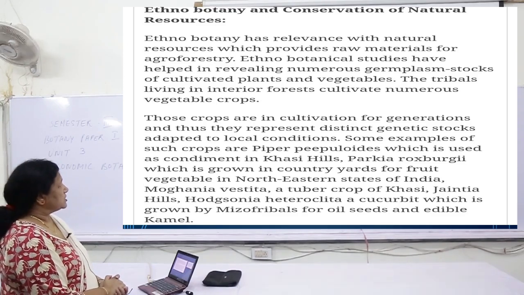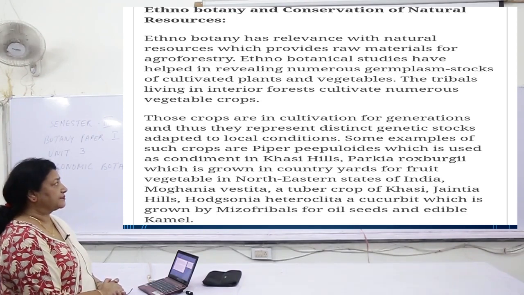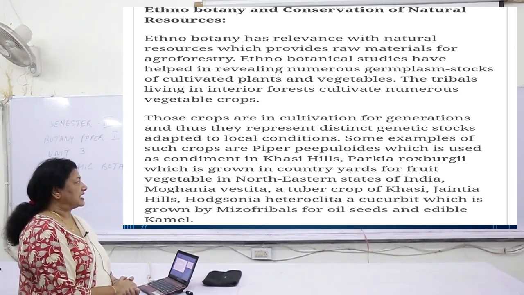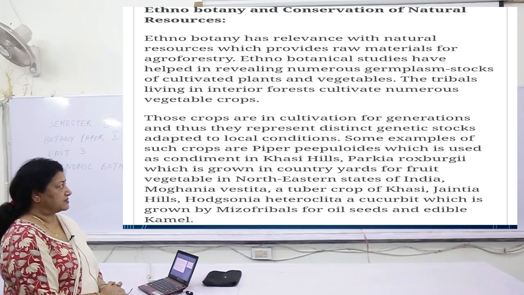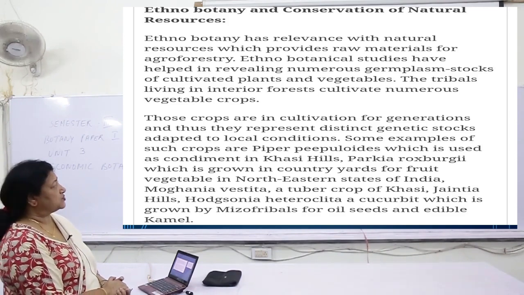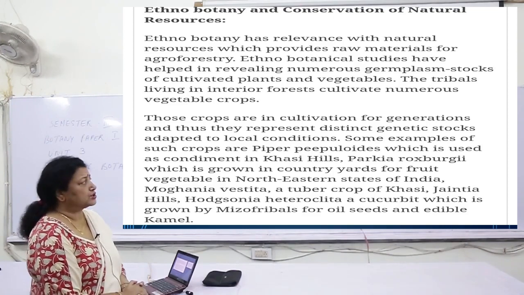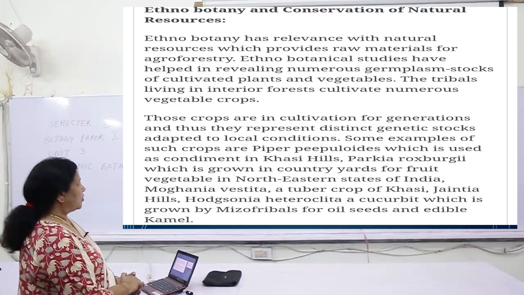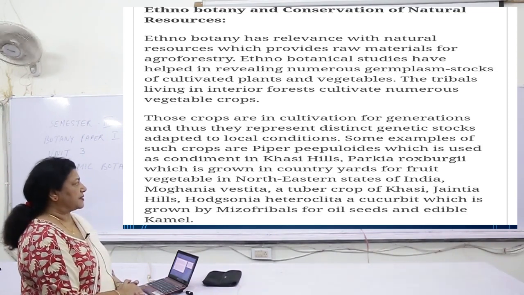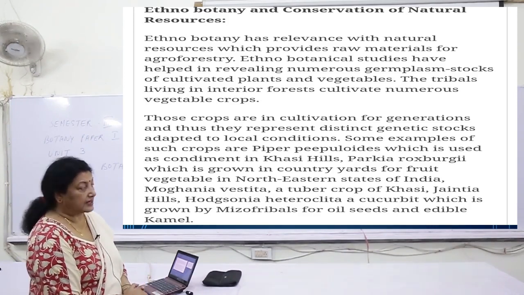This study also helps in revealing numerous germplasm stocks of cultivated plants and vegetables. The tribals living in interior forests cultivate numerous vegetable crops. When it comes to the urban part, the city part, only a few of those vegetables are used, but the tribals use a huge amount of vegetable crops. Those crops have been in cultivation for generations and thus they represent distinct genetic stocks adapted to local conditions.